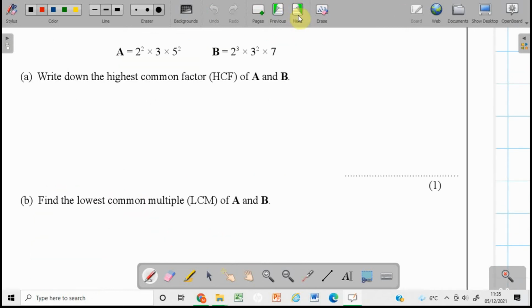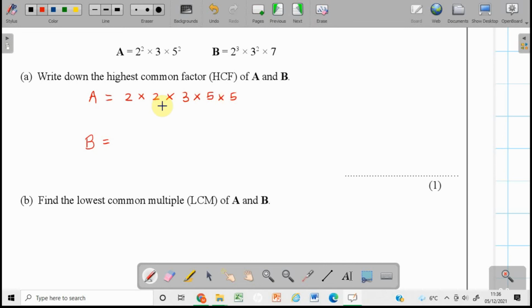Let's have a look at another one. Here I've got two letters. A is equal to 2 squared times 3 times 5 squared. B is equal to 2 cubed times 3 squared times 7. It's asking you to write the highest common factor of A and B. So the way I do this is, a lot of people would go and work out the number and then what this represents. I'm gonna write this number not in index form but just normally.